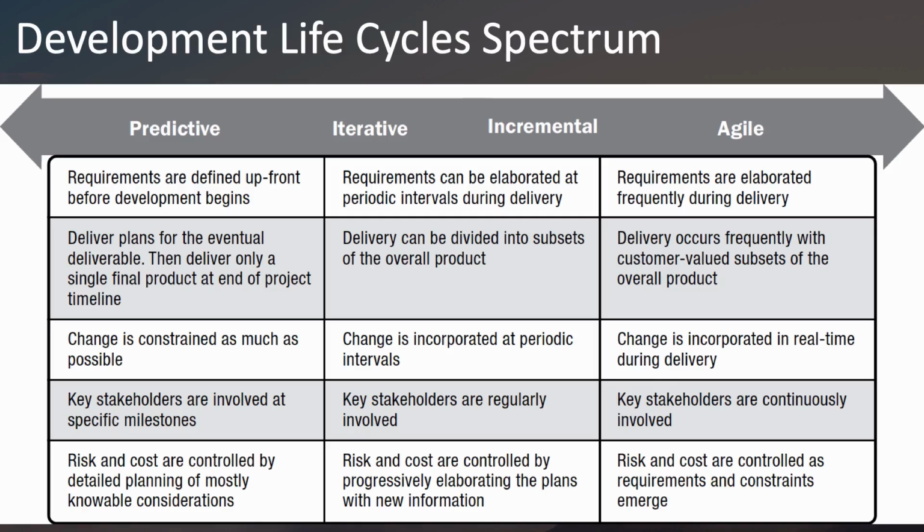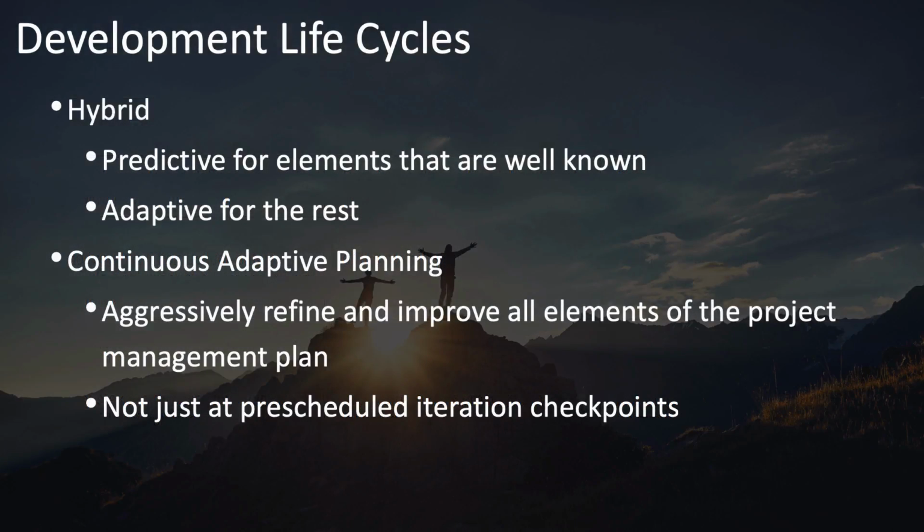These four types of development life cycles can be graphed on a spectrum from predictive on one end to agile on the other. The hybrid approach is when you use a combination of approaches, using more predictive approaches for those parts of your project that are more predictable and more adaptive approaches for other parts of the project. Another important concept is continuous adaptive planning, in which you don't only replan during scheduled iteration checkpoints, but throughout the project, you're constantly refining and improving your project management plan.